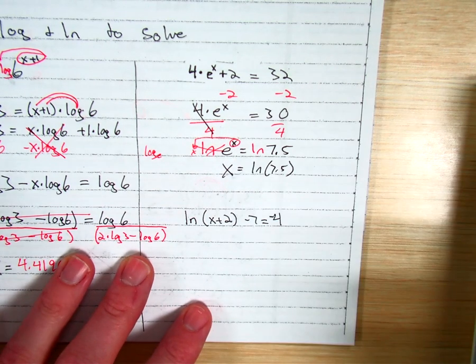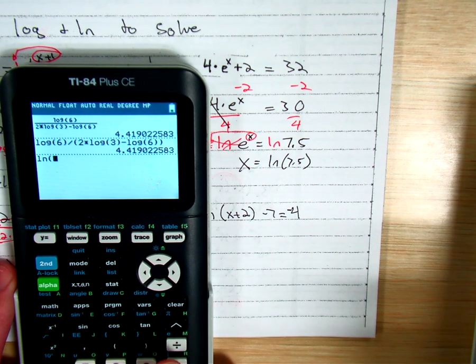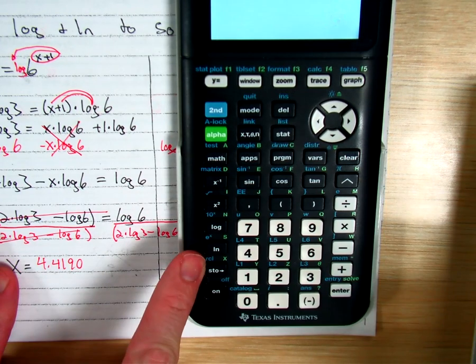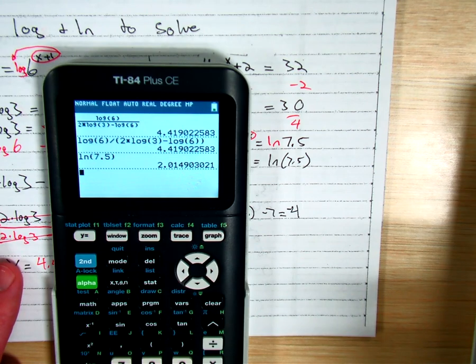7.5. Okay. Natural log, 7.5. Remember, natural log, ln, that's right by the other log. And we have 2.0149.